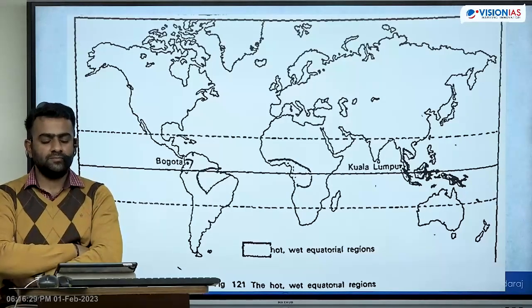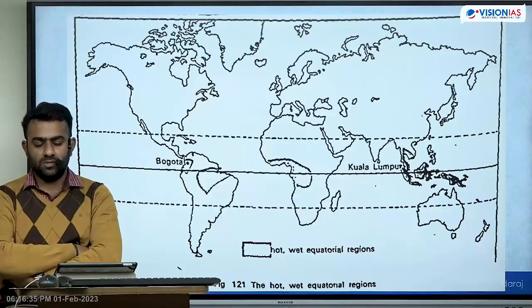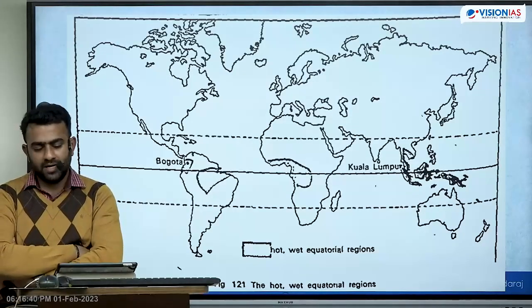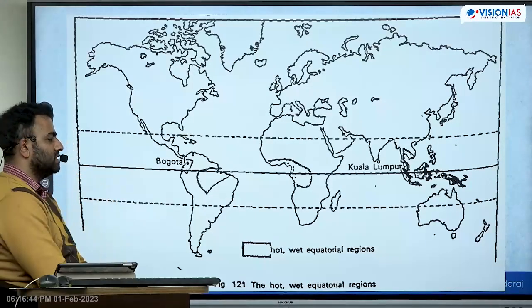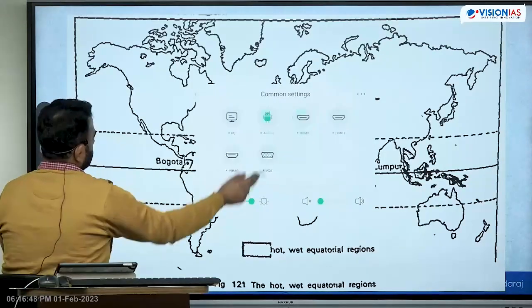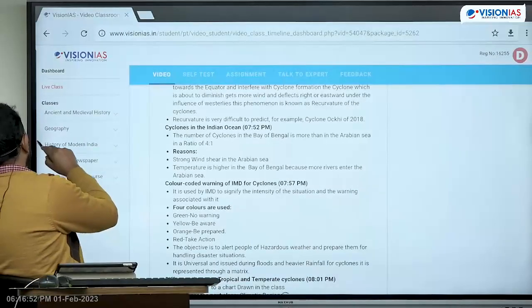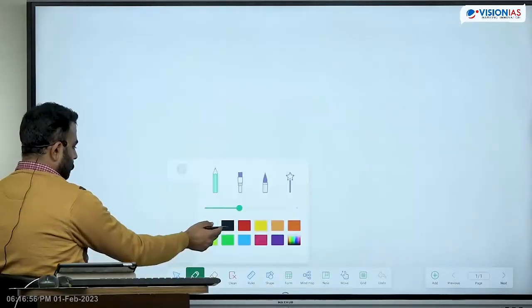Next point. The vegetation shows layered arrangement of trees. What do you mean by layered arrangement?